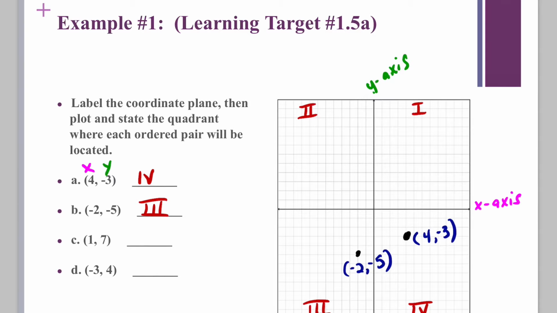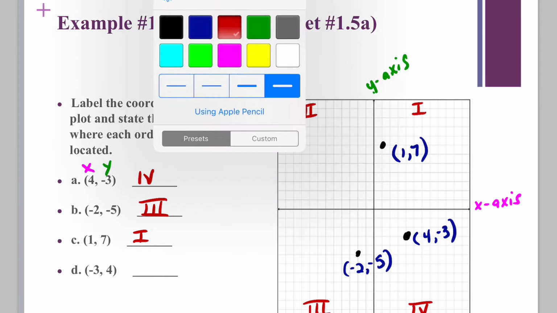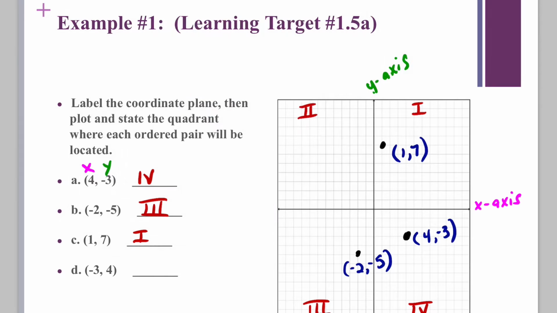Okay, C. Our coordinate is 1, 7. So we will move to the right 1, because we're always going to move in the x direction first, and then we have to move up 7. 1, 2, 3, 4, 5, 6, 7. Let me double check. 1, 2, 3, 4, 5, 6, 7. Okay, so our coordinate is 1, 7. We find ourselves in the first quadrant. To have a quick system of looking at it, we know that this is going to be a positive x value and a positive y value.